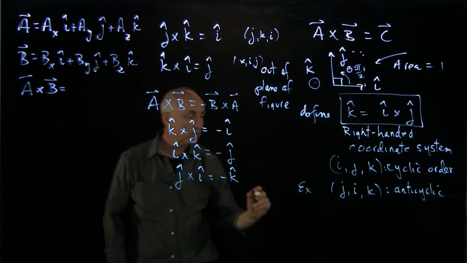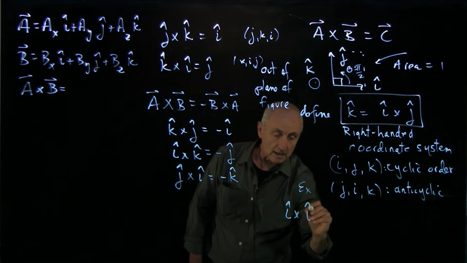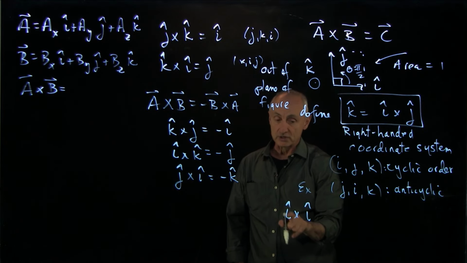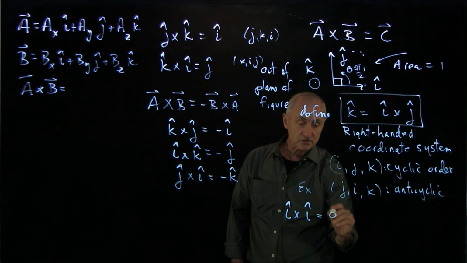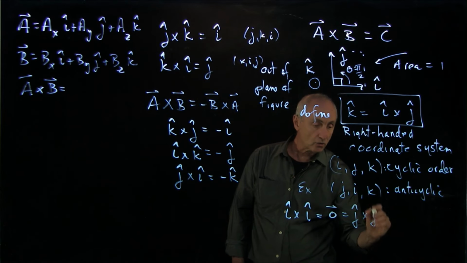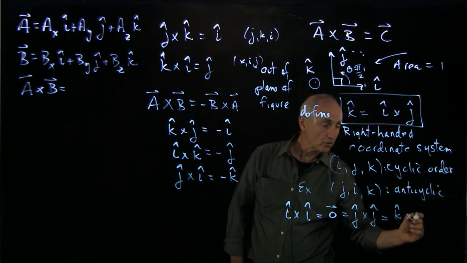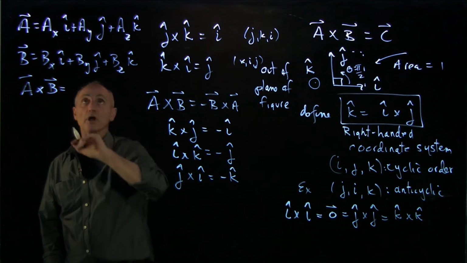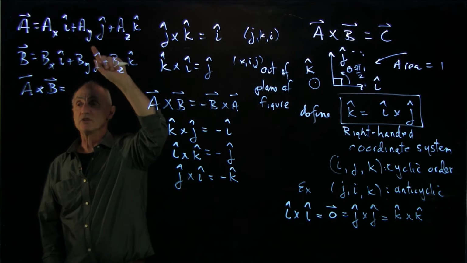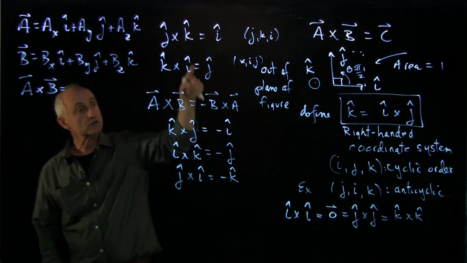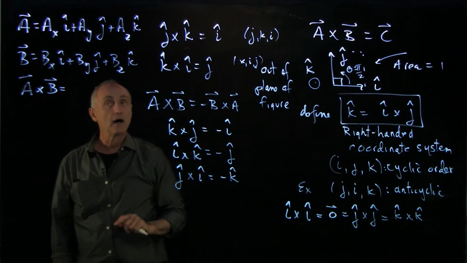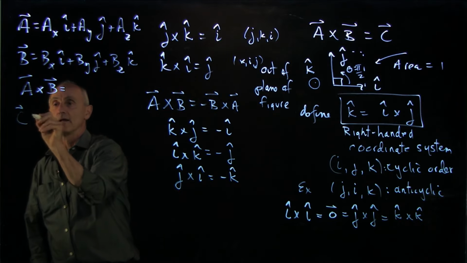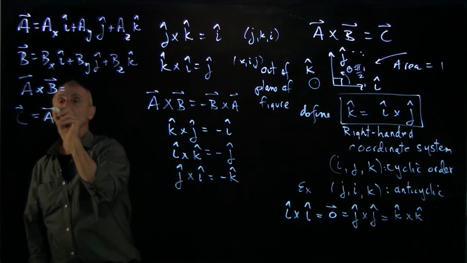Well, we actually should say one more thing, that i hat cross i hat, the angle between these two vectors is 0. There's no perpendicular projection, so that's 0, as is j hat cross j hat, and k hat cross k hat. So of these 9 parts, when we take the cross product, 3 of them will be 0 by this rule, and we'll apply our cyclic or anticyclic rules for the others. And so let's just do it: C equals A cross B.